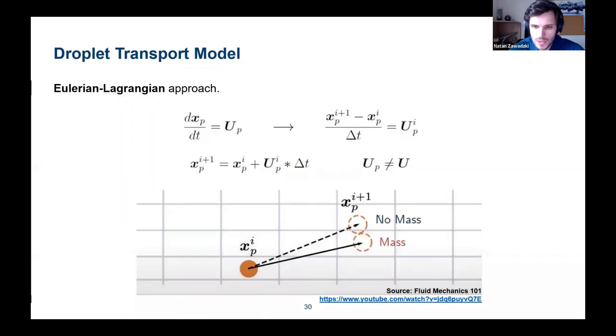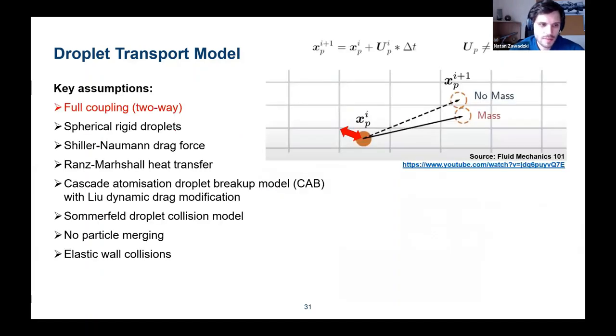Now this becomes a little bit more complicated if the particle doesn't have a constant velocity. But it's still possible to calculate the acceleration rate from the forces that act on the particle. And this is again an example, just to help you imagine how the model works. If the particle has no mass, it just follows the initial path, the initial direction. If it has mass, it is pulled down by gravity and will end up somewhere else. So this is the model that we applied, and those are some key assumptions.